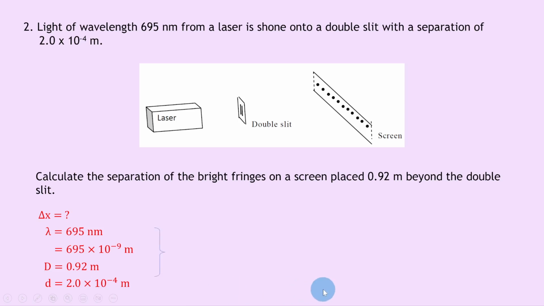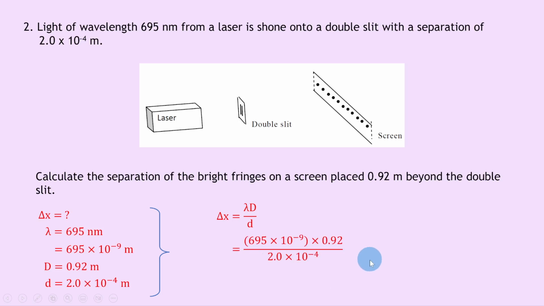So writing down our equation for Young's double slit experiment, we have delta x equals lambda D over d. Substituting in the numbers gives 695 times 10 to the minus 9 times 0.92 divided by 2.0 times 10 to the minus 4, and if you put that into your calculator you should get an answer of 3.2 times 10 to the minus 3 meters.